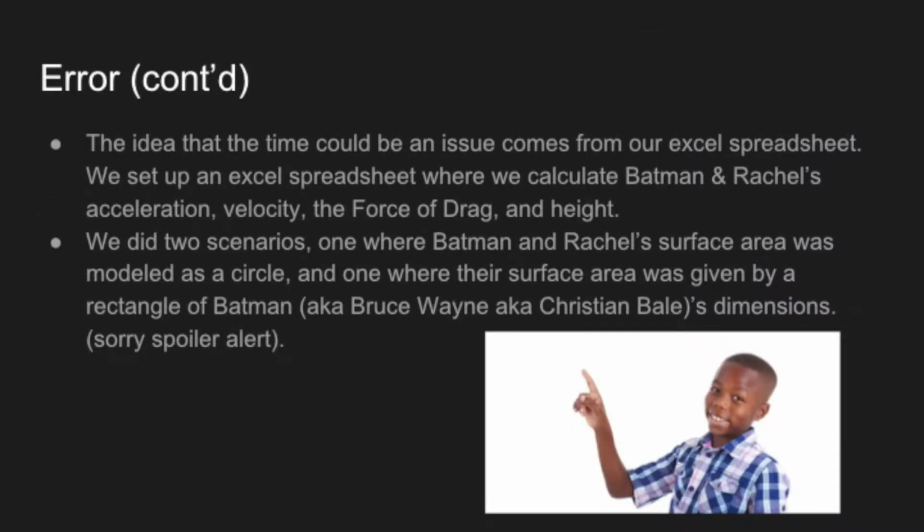The idea that time being an issue derives from an Excel spreadsheet that we've created. We have set up an Excel spreadsheet to find Batman and Rachel's acceleration, velocity, force of drag, and height. We've also created two scenarios, one being the surface area of Batman and Rachel modeled as a circle, and another showing their surface area as Batman, aka Bruce Wayne's, rectangular dimensions.